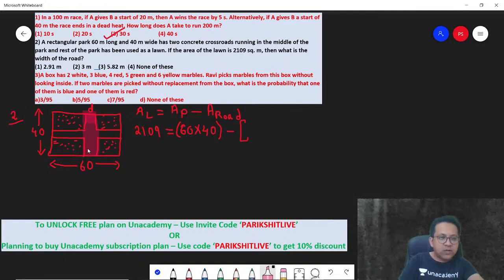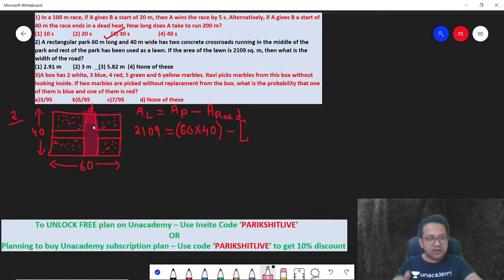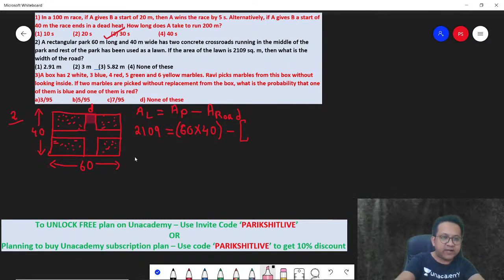Will you agree? Horizontally it's D, vertically it's 40. So can I say it is D into 40 initially? So D into 40. That's the first one.